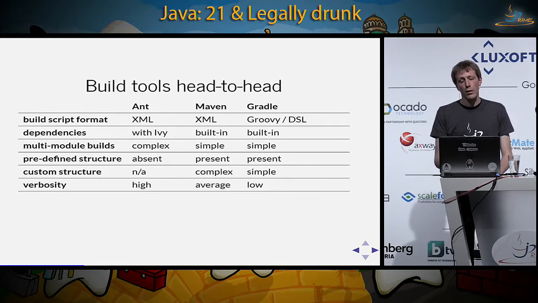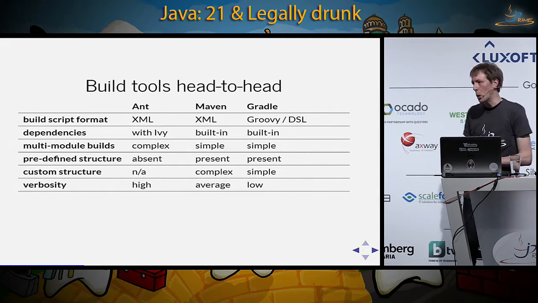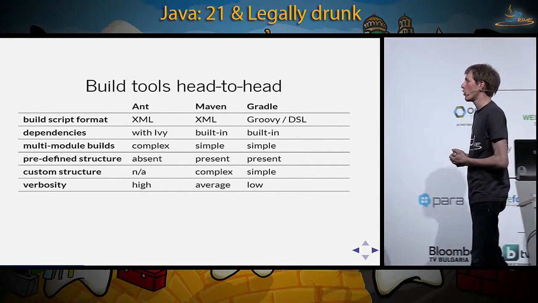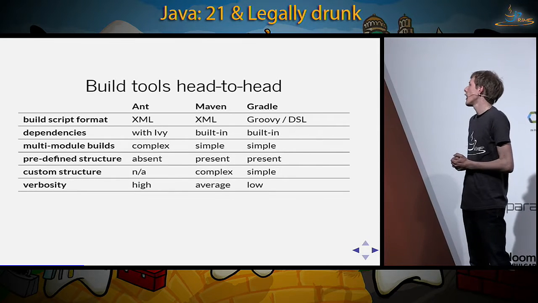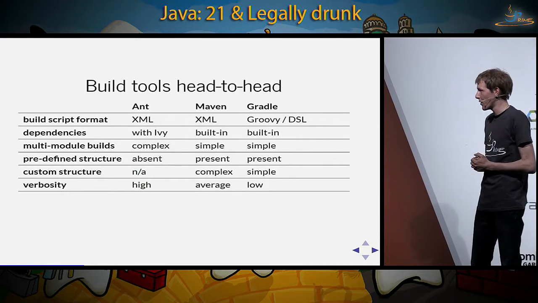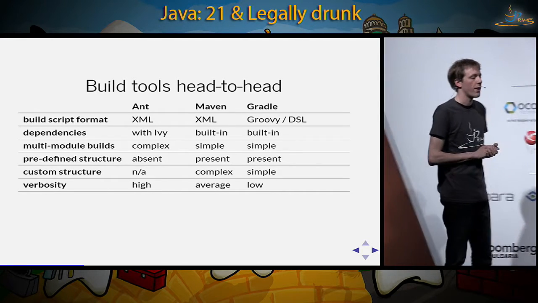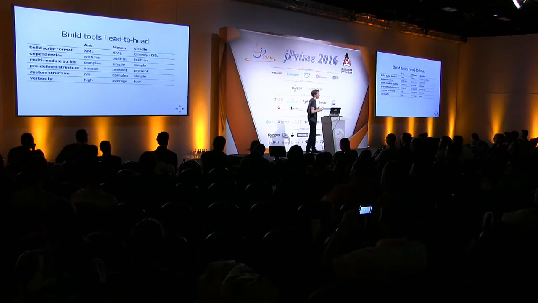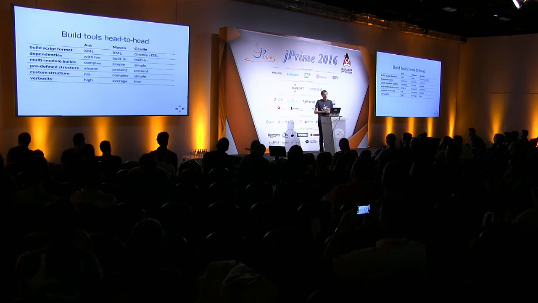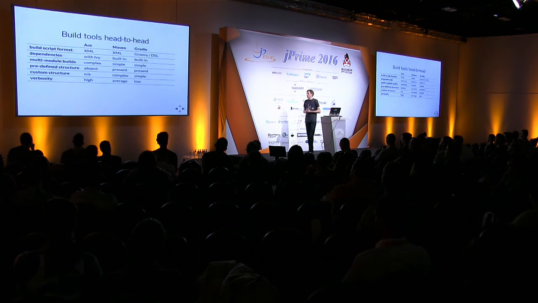So let's talk about verbosity. How many lines of code do we need to write to achieve a particular goal? Well, with Ant, I can say with 100% certainty that verbosity is very high. You have to write a lot of XML code to achieve a few functionality steps. Gradle is kind of low. It tries to be not very verbose by assuming a lot of things beforehand, so convention over configuration.